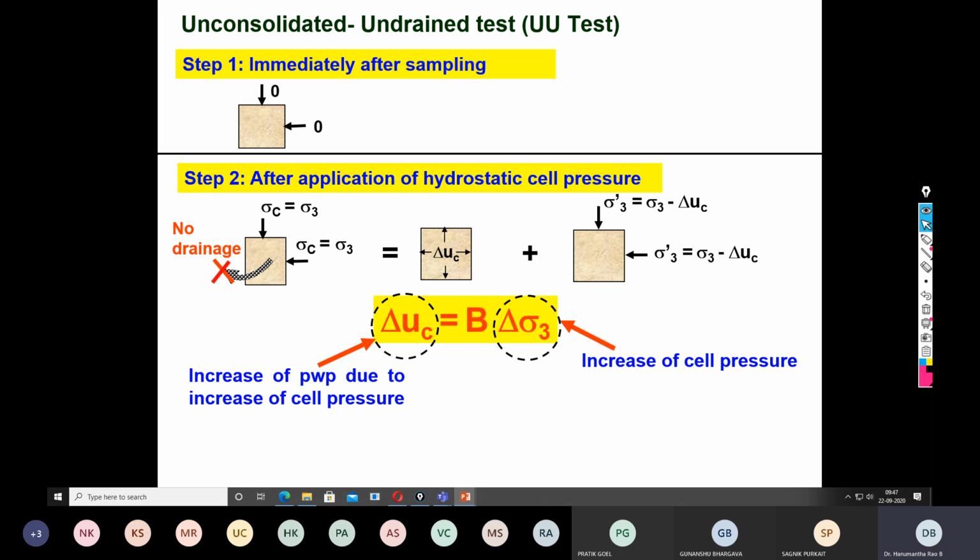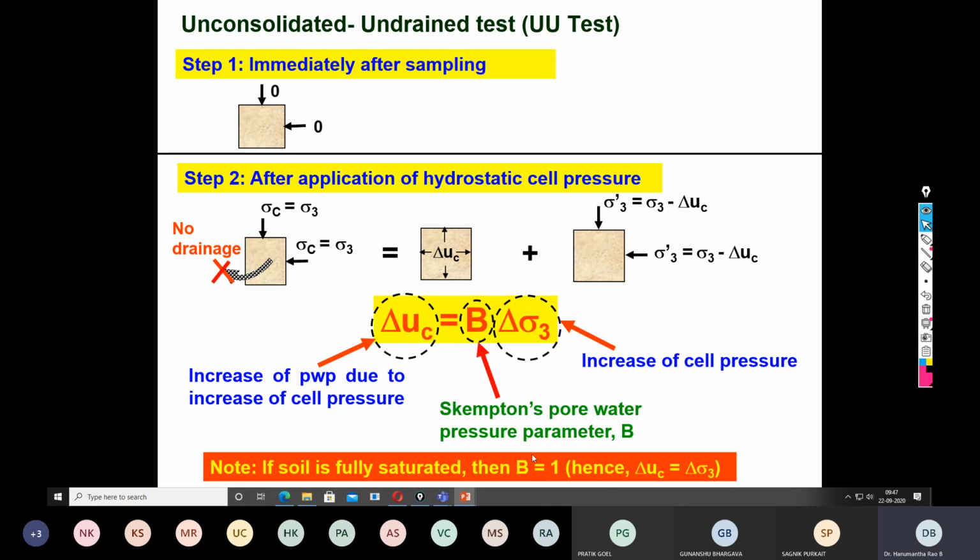Also, if the soil is fully saturated, then B is equal to 1. That is, the entire confining load that is applied on the soil sample is borne only by the water molecules. So no amount of the load is going onto the soil particles. This is the meaning of B equals 1.